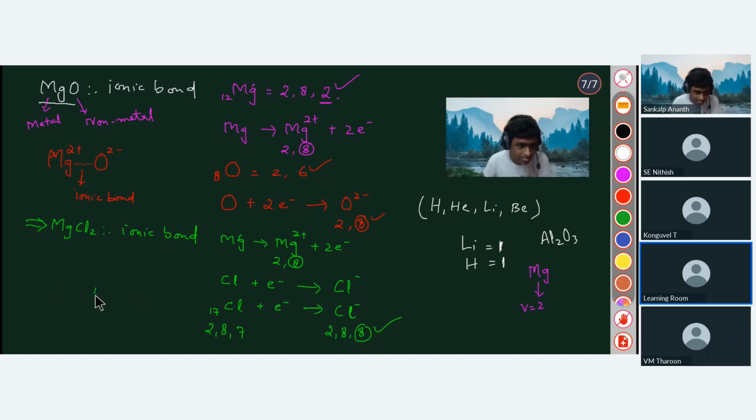Now, how will you write it? You will write just like this. You have magnesium 2 positive, and there are two chlorine negative ions. One will come just like this, another will come like this. So there will now be attraction, and that attraction is the ionic bond.